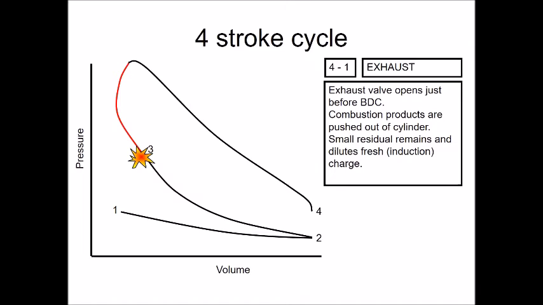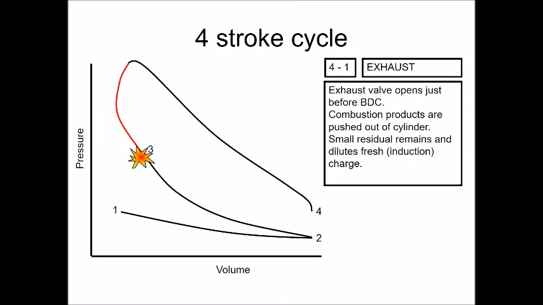So this is the exhaust stroke. The exhaust valve opens just before bottom dead center. It allows things to keep moving. So it's all about timing, building an internal combustion engine. It's a bit like music. Everything's got to have the right kind of timing to it. So just before bottom dead center, we open up the valve, the piston starts to push things and everything flows out. So the combustion products are pushed out of the cylinder.